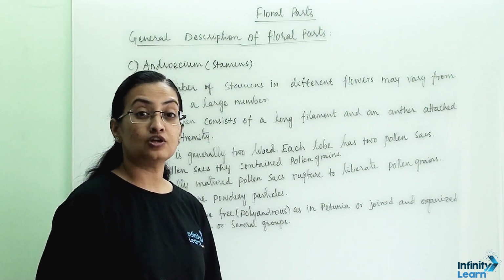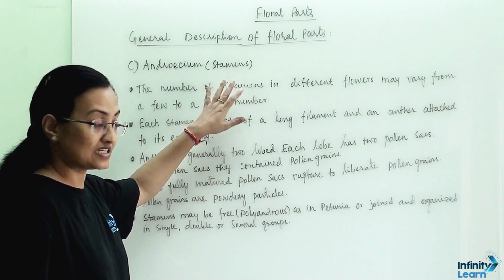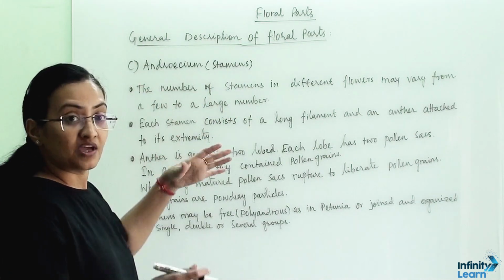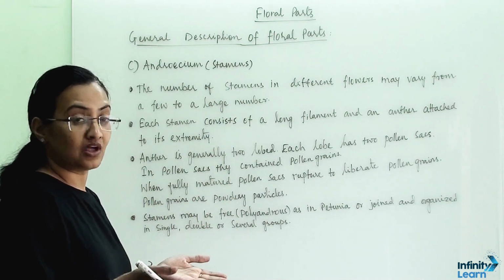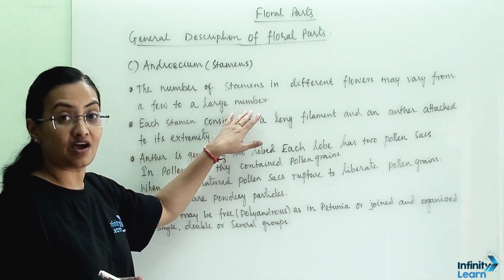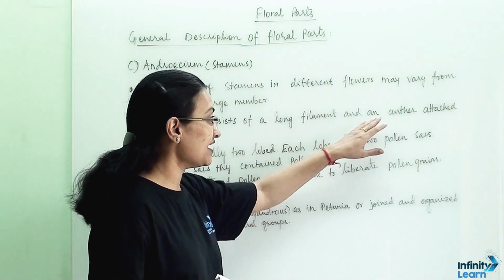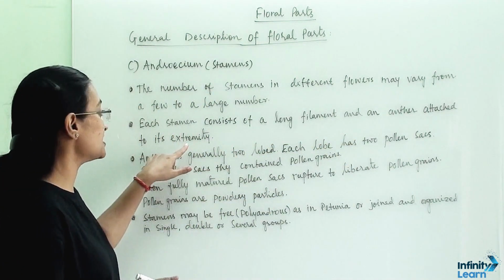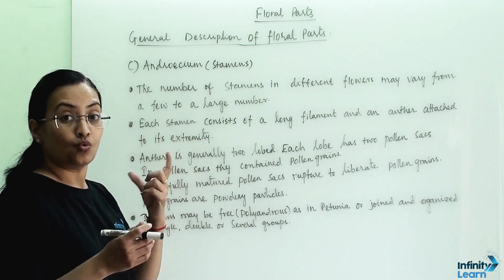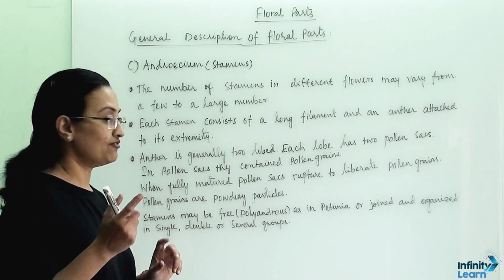Our third floral part is Androecium. They are also known as stamen. So the number of stamen will differ from flower to flower and they may vary from a few to a large number. Each stamen consists of long filament and anther attached to its extremity. So one stamen consists of one anther and one thread-like filament.